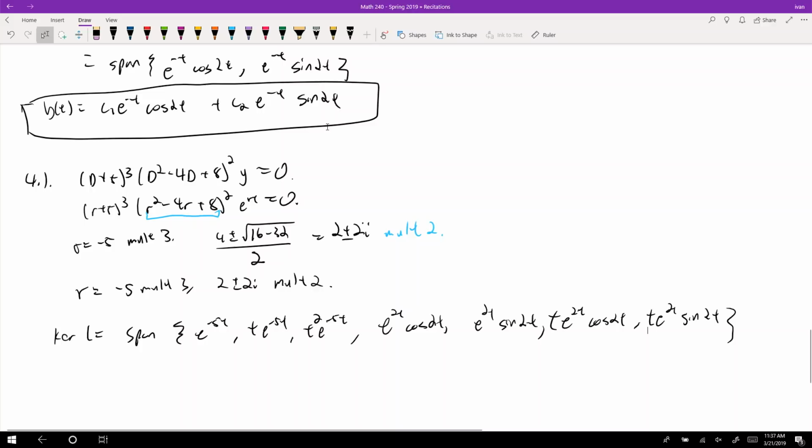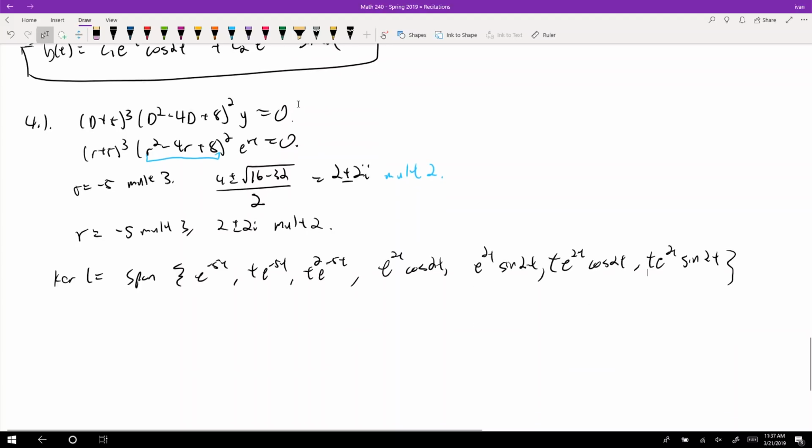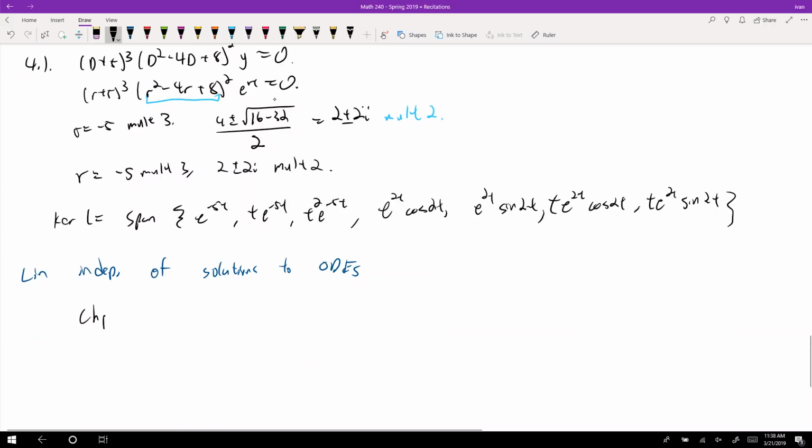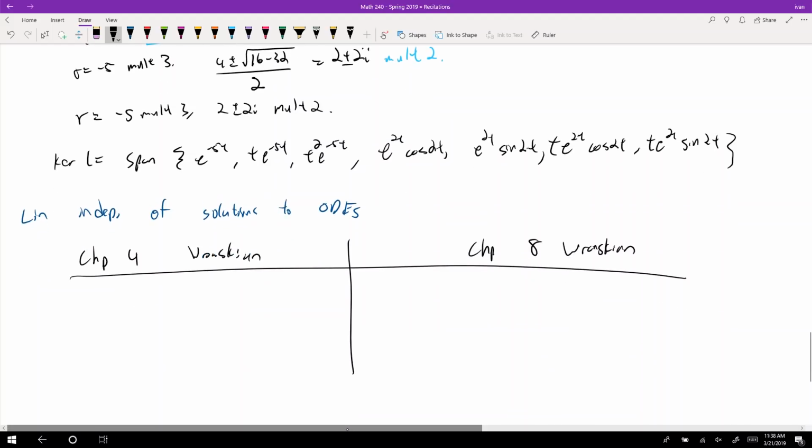Okay, so I've been talking about linear independence a little bit. How do we show that solutions to ODEs are linearly independent? Let's talk about linear independence of solutions to ODEs. The way we do this is by using the Wronskian. There's a difference between the chapter 4 Wronskian and the chapter 8 Wronskian, which is for the ODEs we're talking about now. We'll save chapter 4 for later.